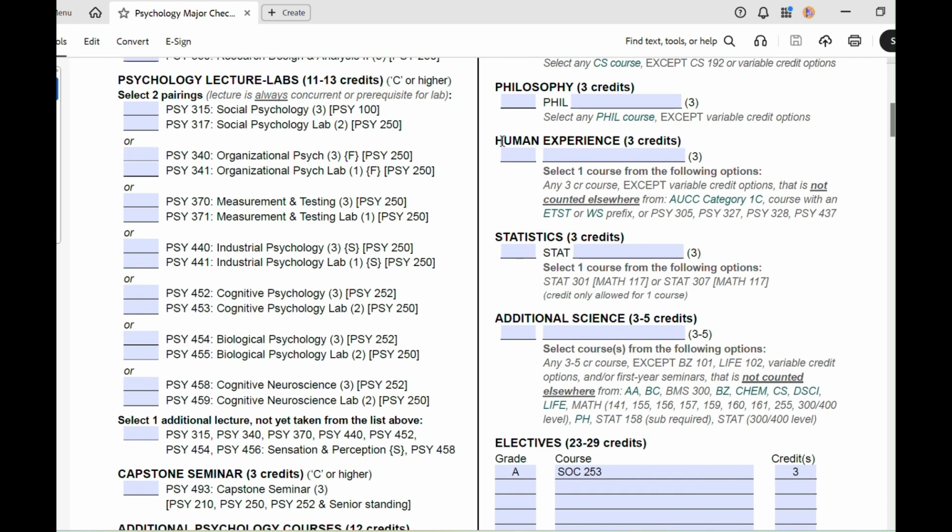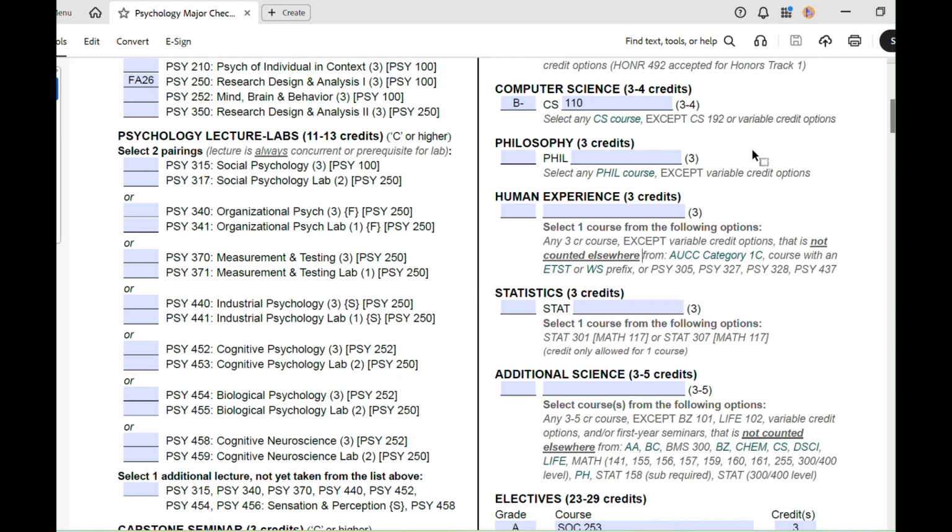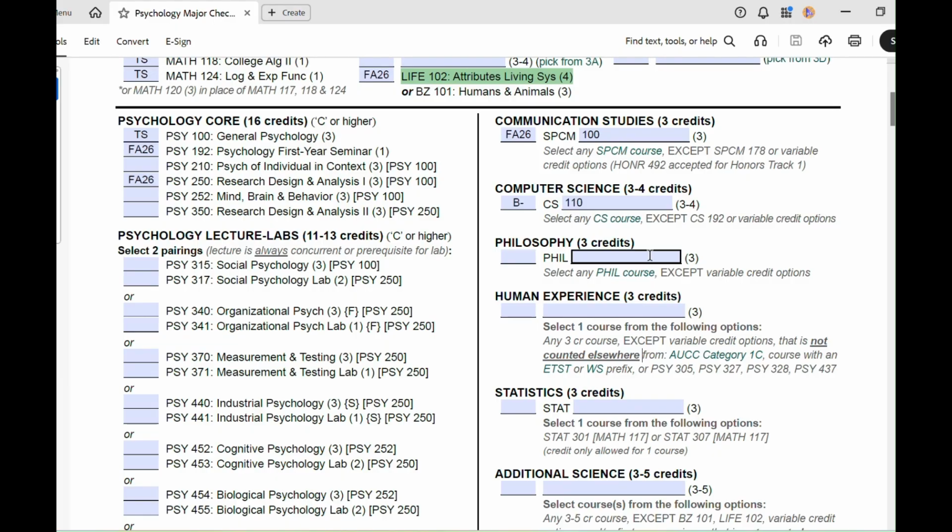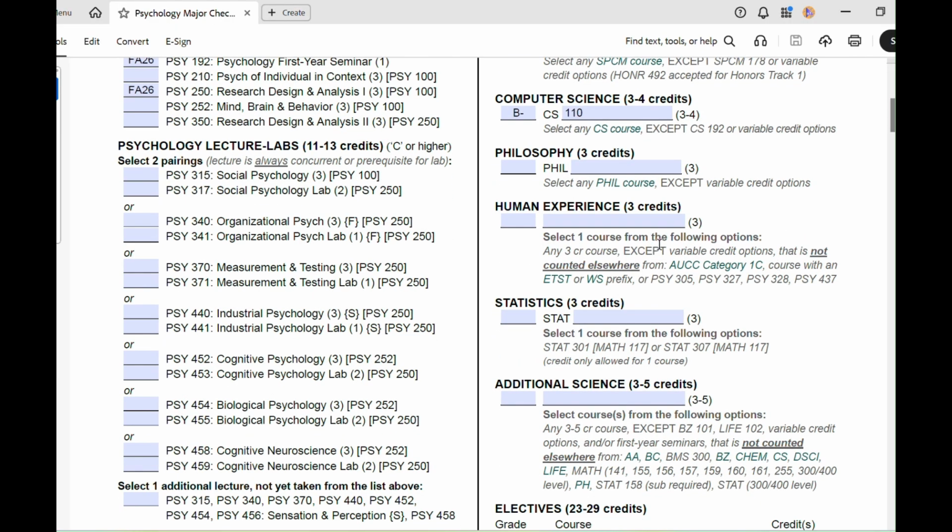Next is the human experience requirement. All psychology majors must take a human experience course worth at least 3 credits. It can be any course from these following options. It can be any 3-credit course except for variable credit options that is not counted elsewhere. So what that means is, unlike these 3 courses that can double count somewhere else, your human experience cannot. It can only count in this category.